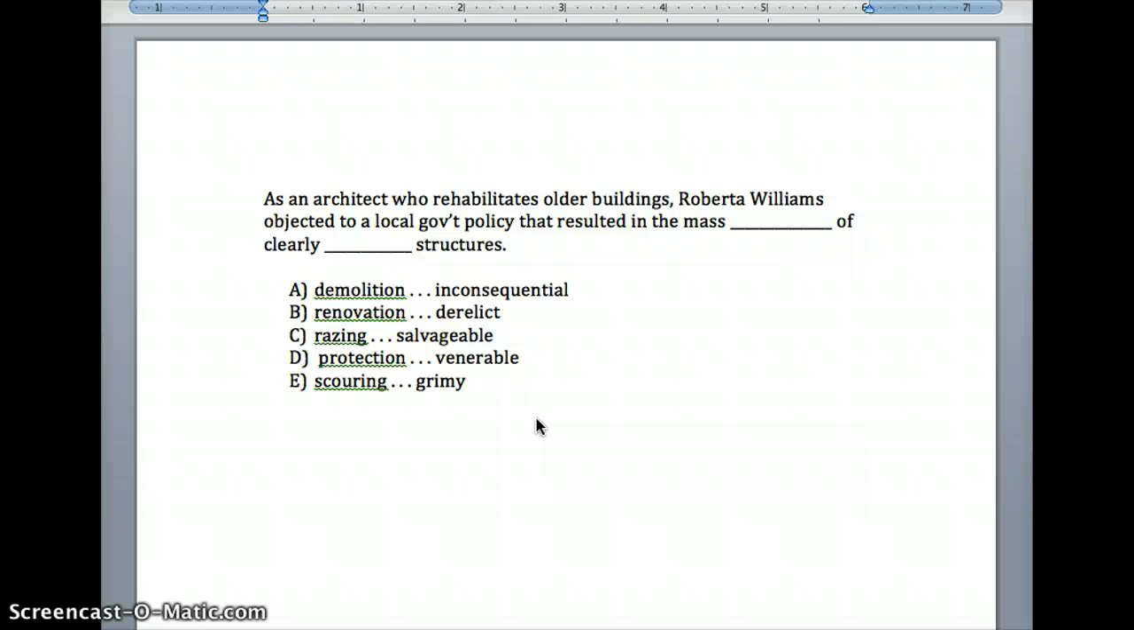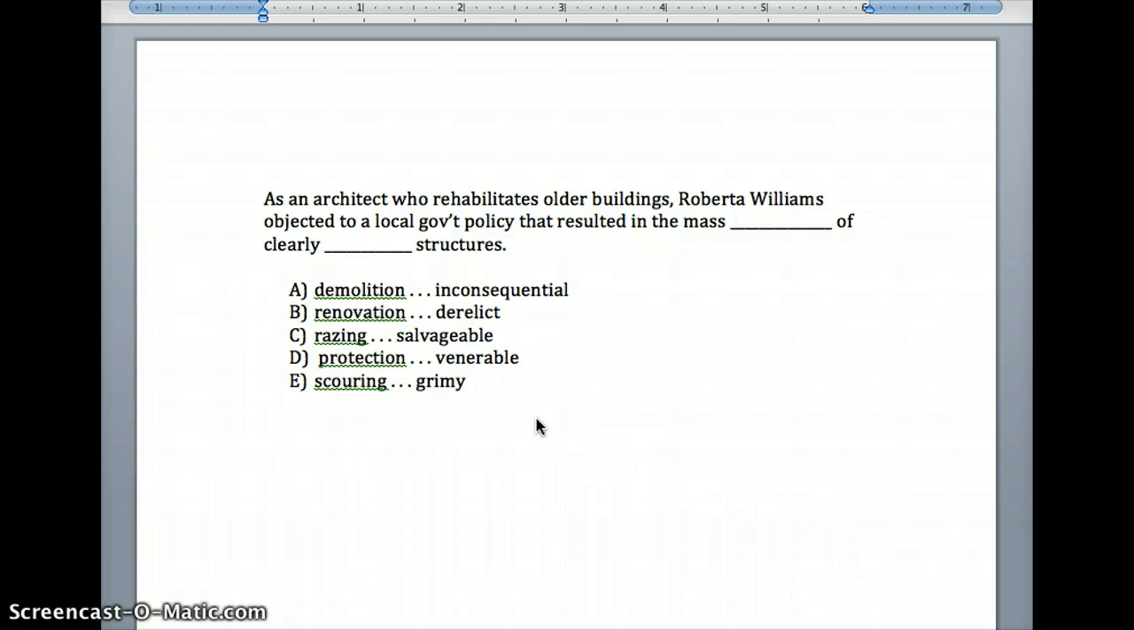You don't really need to look at both blanks automatically. You can look at the first one or the second one. If we take a look at the first one, you have the opposite of what she wants. She rehabs older buildings. She's going to object to a policy that resulted in the mass demolition. That works. She would object to demolition. She wouldn't object to renovation.